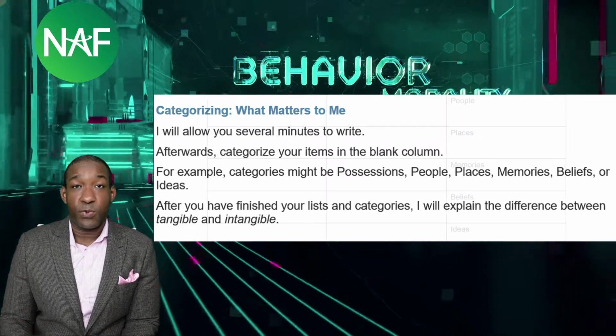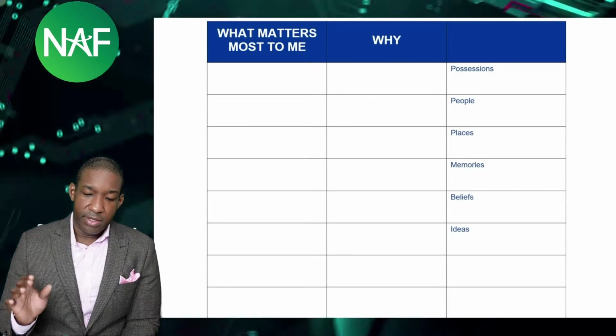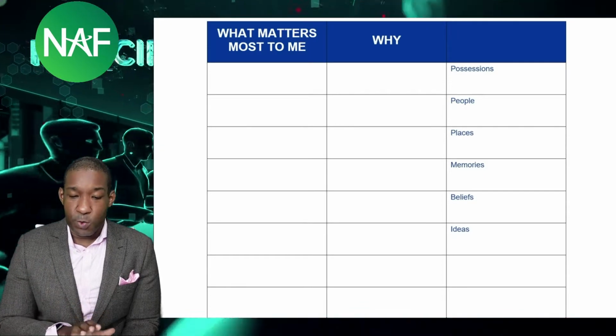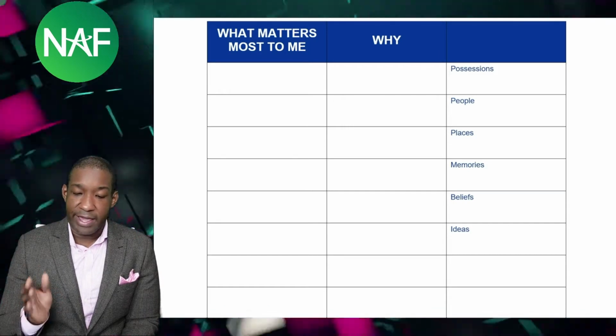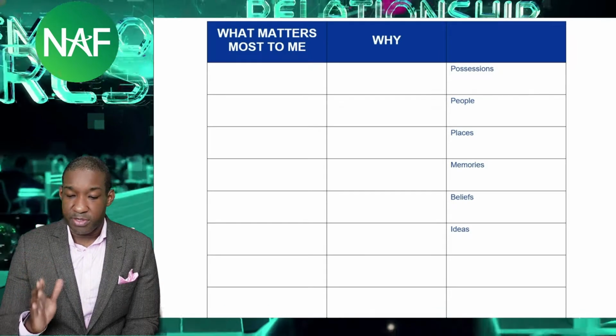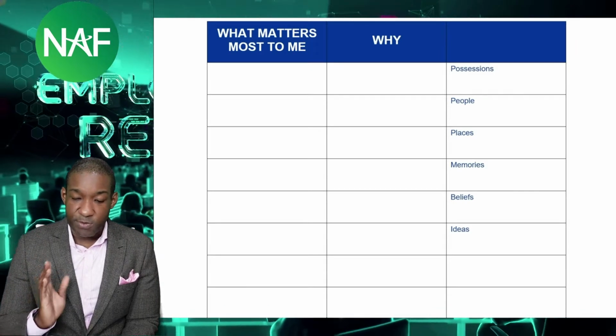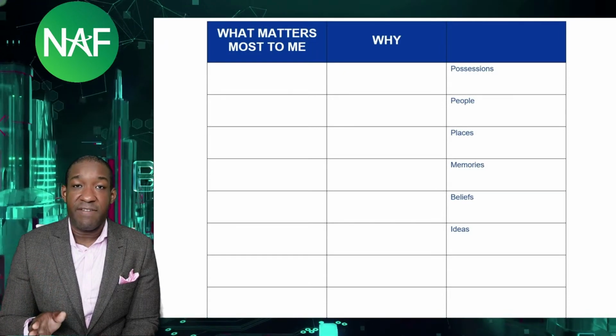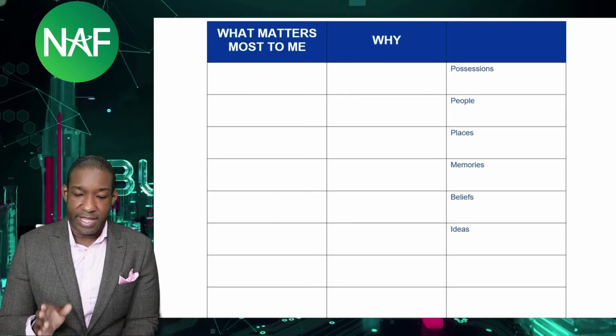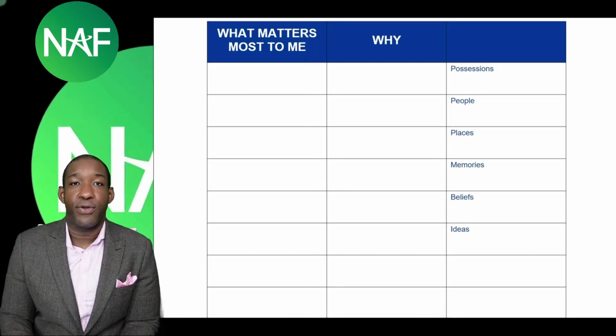So going back to the worksheet, when you put what matters most to you and why, in that third blank column, you will categorize it as whether these are possessions, what matters most to you is a person, place, a memory, a belief, or an idea. And that's what you will be categorizing in that third column.